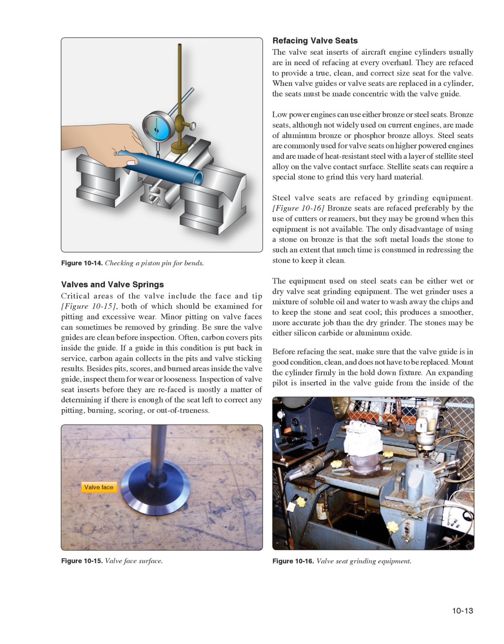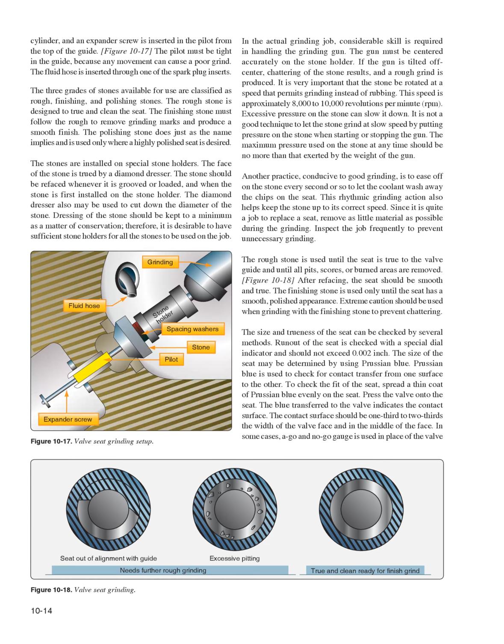Before refacing the seat, make sure that the valve guide is in good condition, clean, and does not have to be replaced. Mount the cylinder firmly in the hold-down fixture. An expanding pilot is inserted in the valve guide from the inside of the cylinder, and an expander screw is inserted in the pilot from the top of the guide. Figure 10.17, the pilot must be tight in the guide, because any movement can cause a poor grind. The fluid hose is inserted through one of the spark plug inserts.